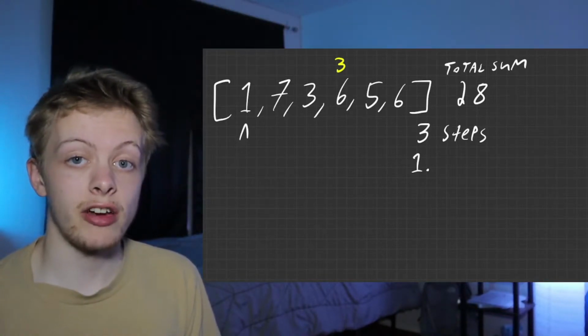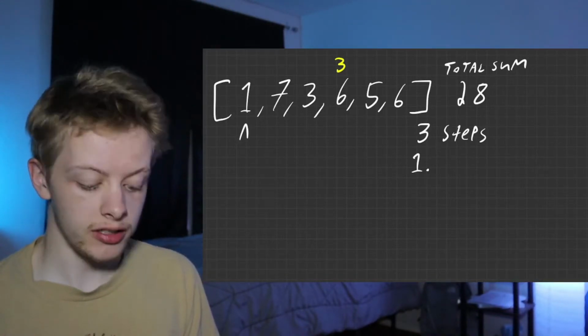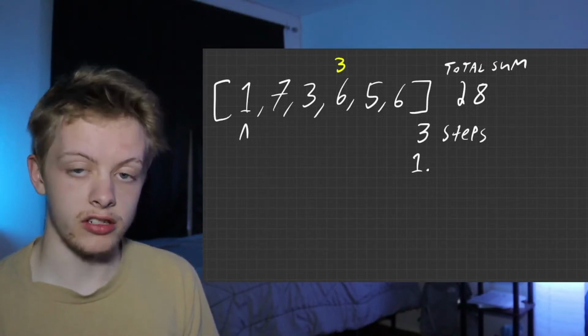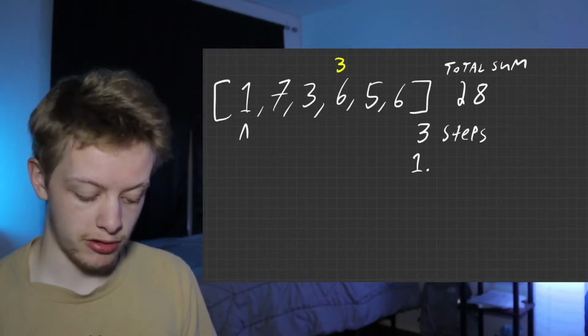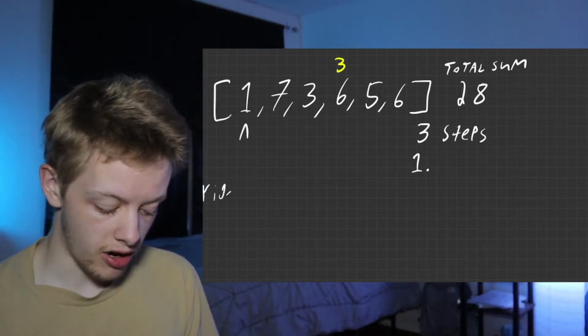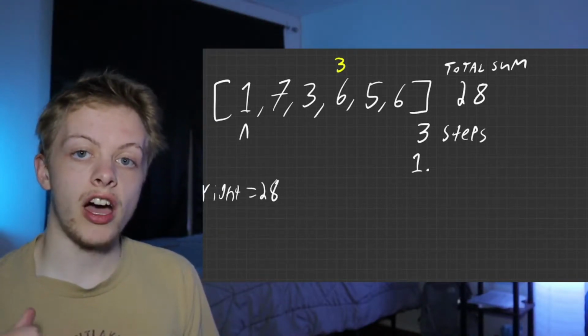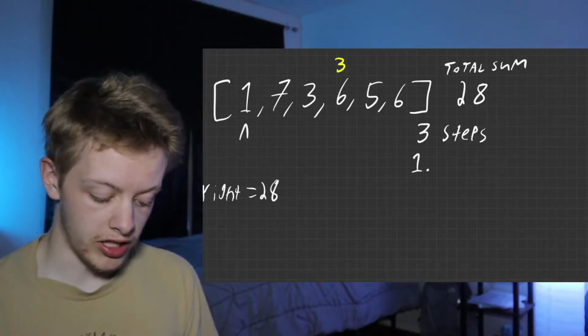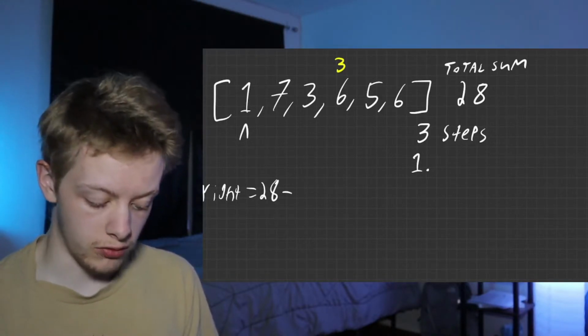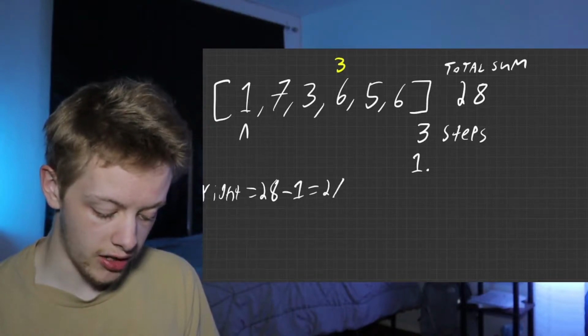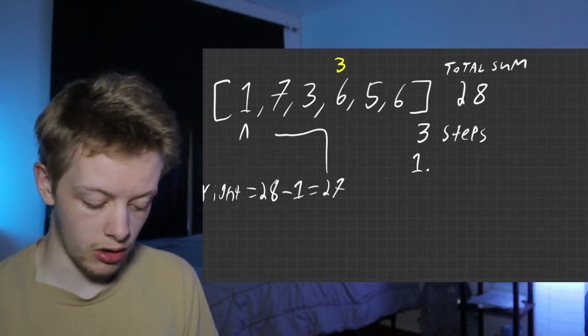Now let's think about actually moving through the array. We initially have a pointer set to the 1. What's going to happen to our right sum? Well, let's say our right is initially set to 28, like it is. Now the values to the right of us are going to be 28 minus our current value, which is 1, so it's going to give us a value of 27, which represents all of these numbers.